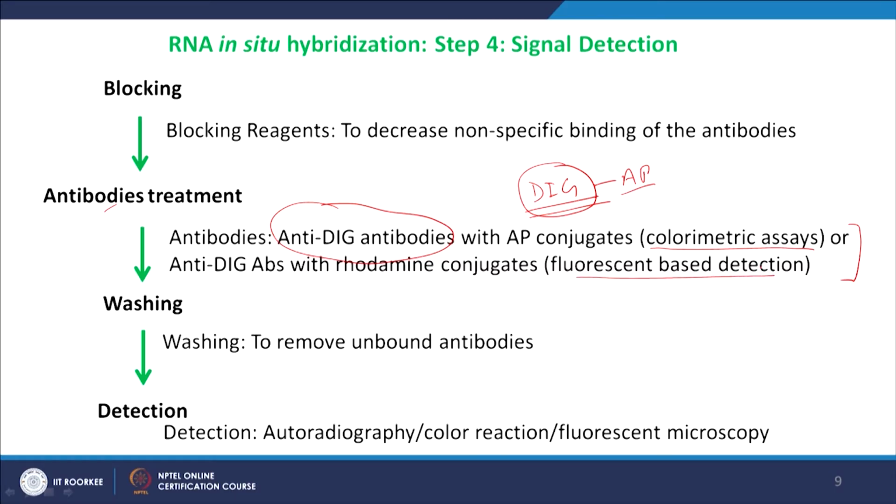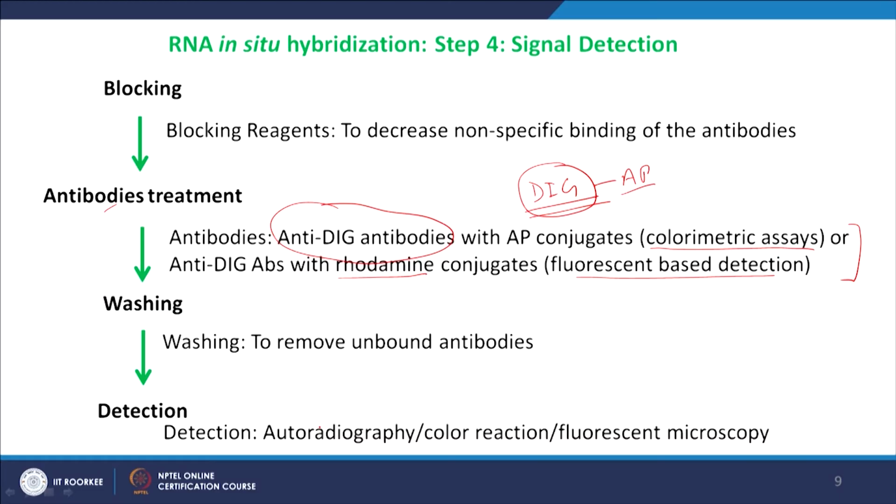But if you want to detect through the fluorescent based detection, then you can use anti-dig antibody with some of the fluorescent tagged protein, for example, rhodamine. So basically you have now treated the slides with the antibody, then you have to wash to remove unbound antibodies, then go for the detection.